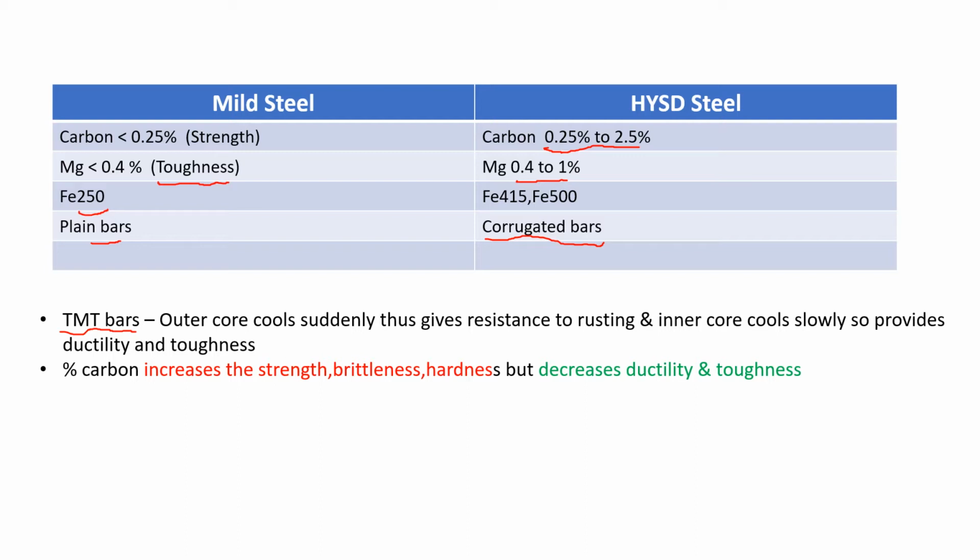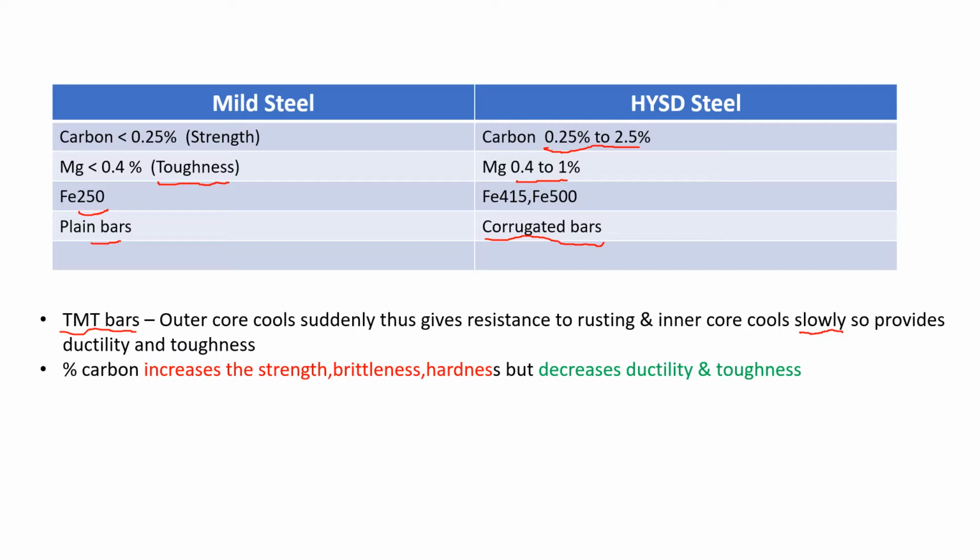First is the outer core. The outer core of the bar is heated very much and cooled suddenly, immersed in water suddenly. It will give resistance to rusting and to wear and tear of the surface. The inner core is cooled slowly, as we put the bar in water suddenly and take it out, and leave it for slow cooling. It will gain strength, ductility and toughness. So this bar provides strength and also ductility, and wear and tear resistance. TMT bar is normally used nowadays for high-rise or massive construction.